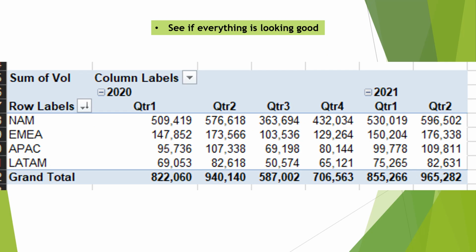To see if everything is looking good, let's look at the numbers by region now. What we want to do here is to look at Q2 year to year and compare it to Q1, since it's the only quarter that we have numbers for both years.